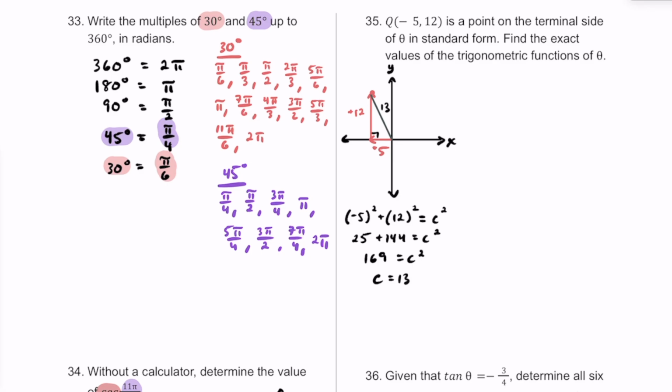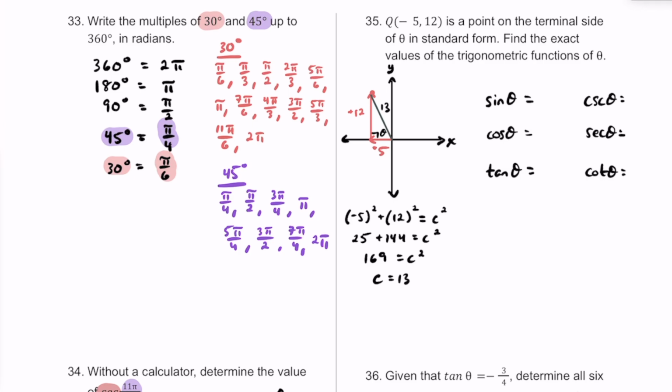So what are the 6 trig functions again? Well, we have sine of theta in this case, and theta is right over here. We have cosine of theta, and then we have tangent of theta. Those are our main 3. Then we have our reciprocal functions: cosecant of theta, secant of theta, and cotangent of theta.